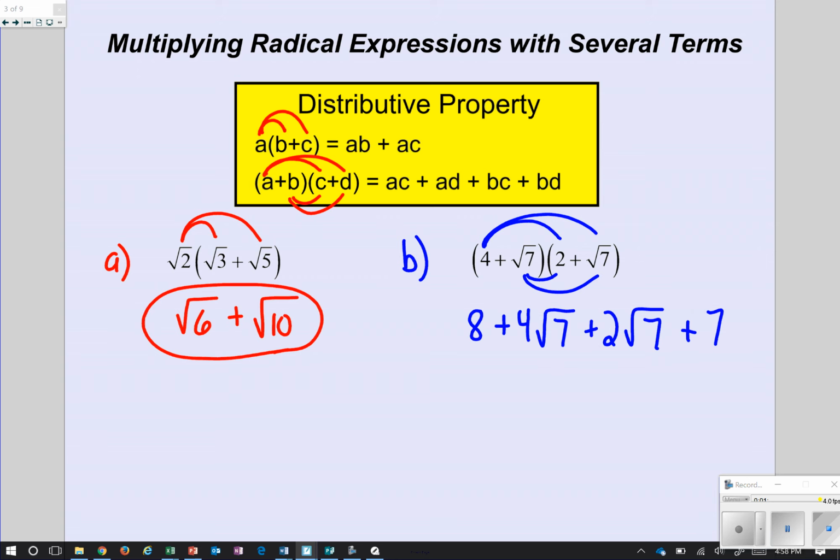And now for this one, we can combine some like terms. The 8 plus the 7 give us 15. And the 4 root 7 plus the 2 root 7 add to give us 6 square root of 7.